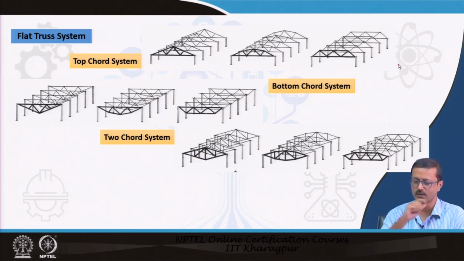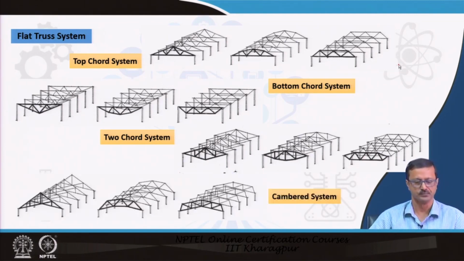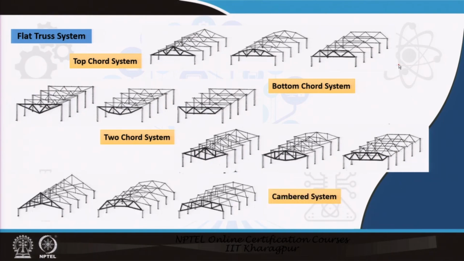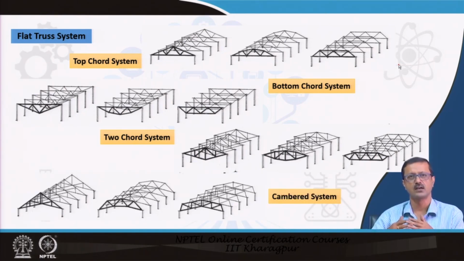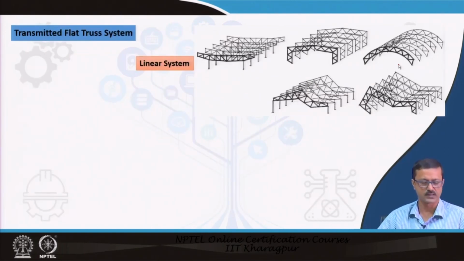One of those systems we will discuss in the next lecture. And the cambered system is something that is flat or non-flat on both sides, but the topmost, the bottom chord, is a bit elevated. So, that is called the cambered system.